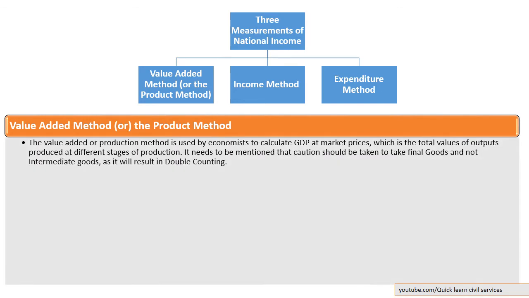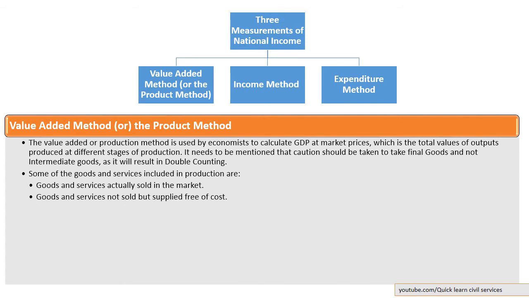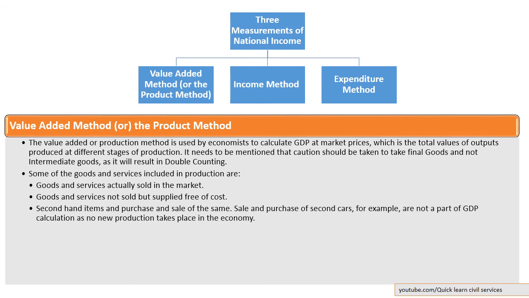It is used by economists to calculate GDP at market prices, which is the total value of outputs produced at different stages of production. It needs to be mentioned that caution should be taken to take final goods and not intermediate goods, as it will result in double counting. Some of the goods and services included in production are goods and services actually sold in the market, goods and services not sold but supplied free of cost, second-hand items and purchase and sale of the same.